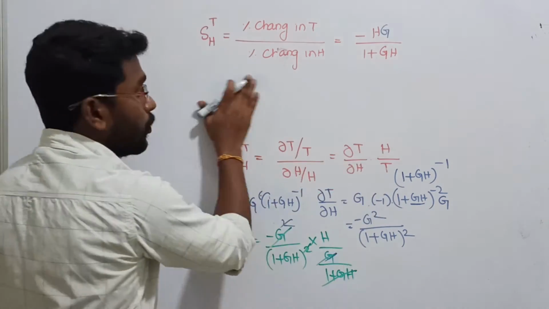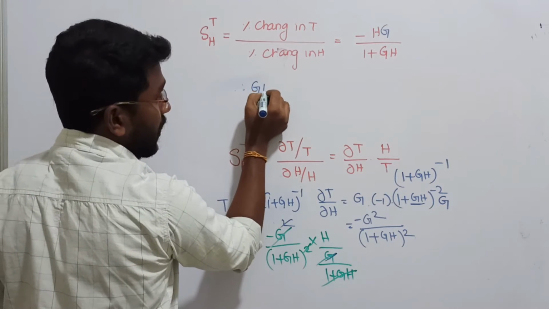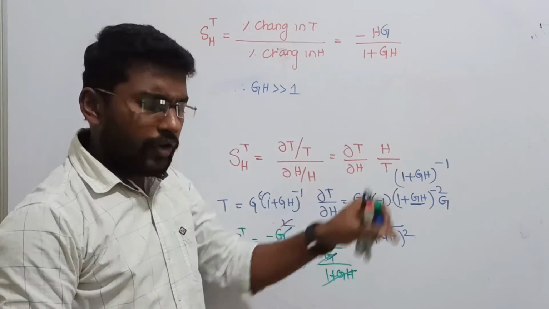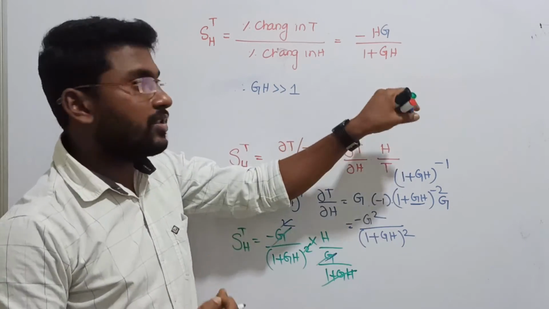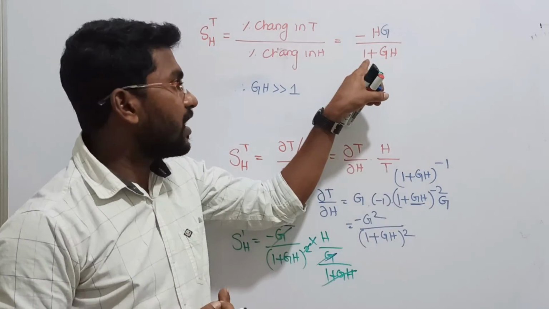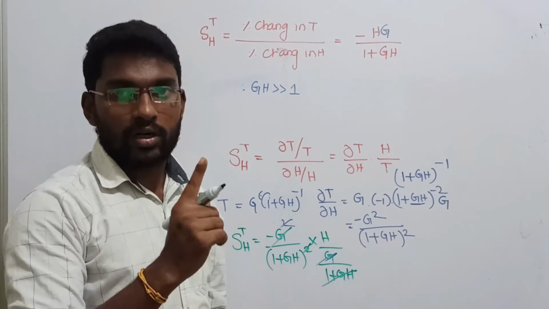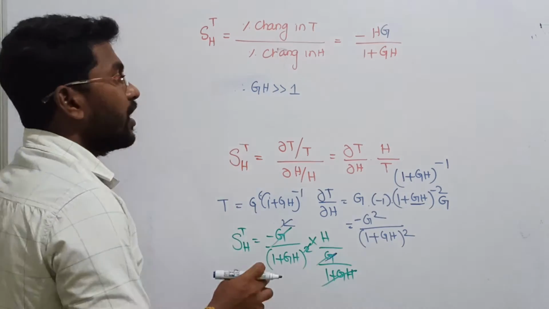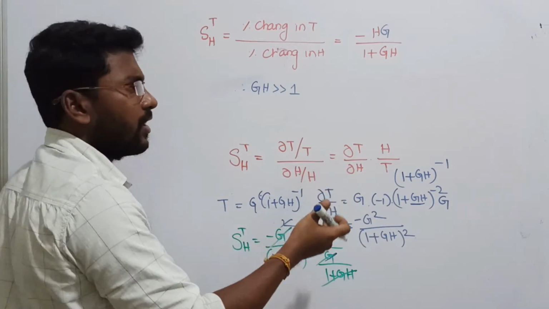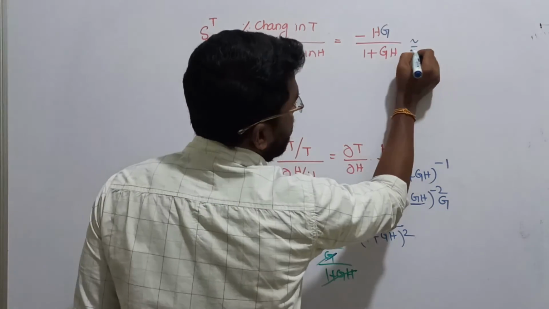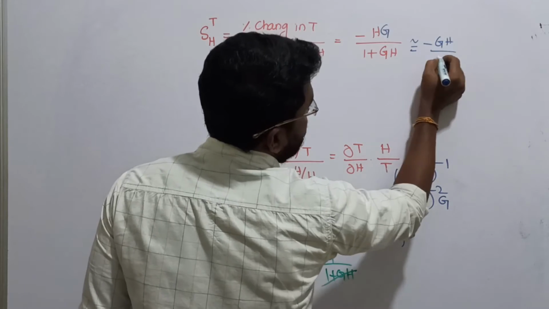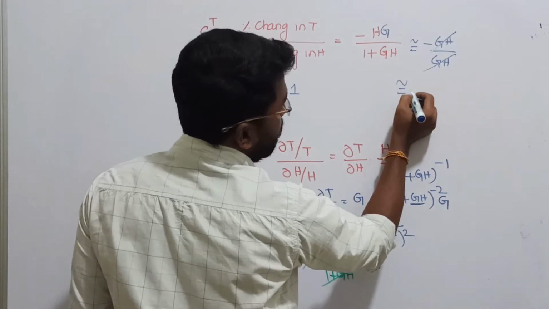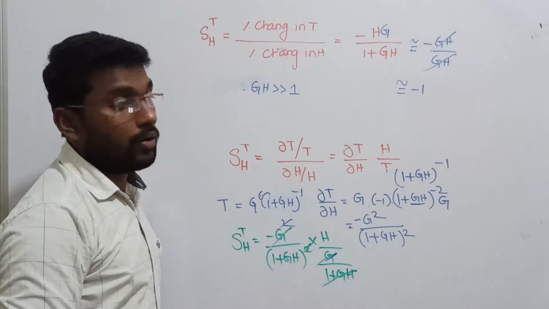Listen guys. Suppose the value of GH is far away from 1. When we find the product of G into H, if it is much greater than 1, for example GH is 1000, then 1 plus 1000 becomes 1001, but 1001 is approximately equal to 1000 only. So if the value of GH is very high, as it usually is, this value is approximately equal to minus GH upon GH. We can neglect the effect of 1, so it cancels out and the value is going to be equal to minus 1.